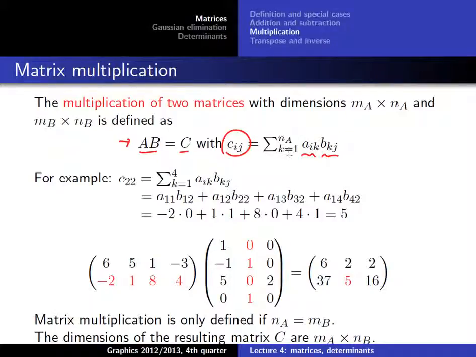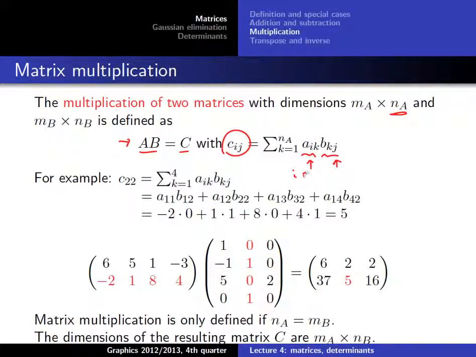If you look here, the sum goes over an index k from k equals 1 to N_A, which is the second dimension, or the number of columns, of the first matrix. And then it takes an A in a certain position i, and the i doesn't change, only the k moves, and for B only the k moves and the j stays. Now I said the first index is the row and the second index is the column.